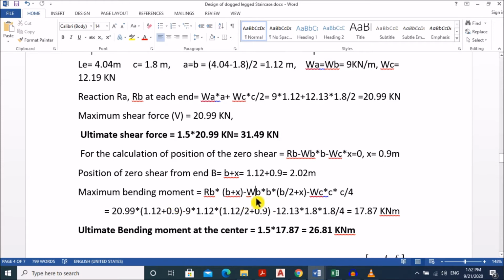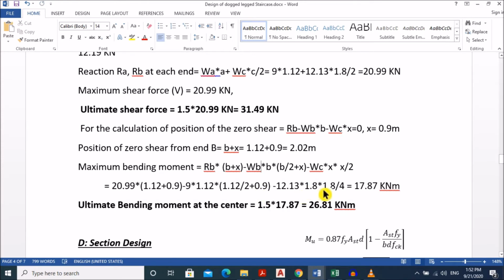The maximum bending moment is W x divided by 2. This gives x as 0.9, and 0.9 divided by 2, that gives 17.87 kilonewton meter.